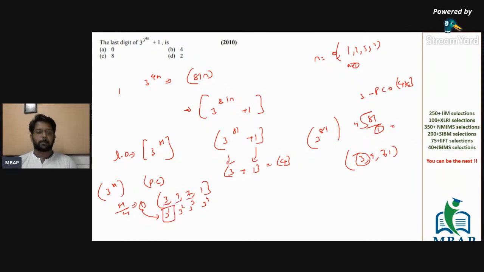in the power cycle. It is 3. So you got 3 and 1, and 3 plus 1 will give you 4 as the answer. Hence the answer for the given question is option B, which is 4. I hope this is clear. I hope, for all of you in fact, this is clear, right?